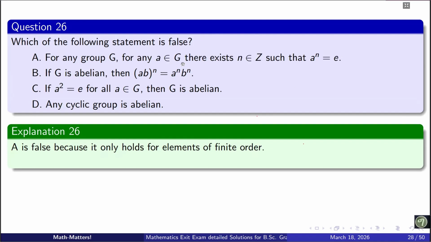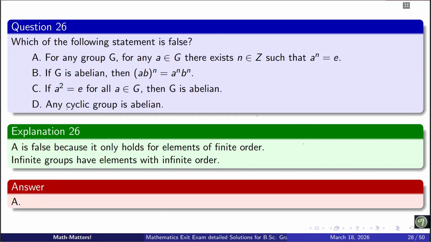That means if the group is of infinite order, then the elements can have infinite order. Therefore, the false statement could be this one. But the rest: if G is an abelian group, then (ab) to the power of n is equal to a to the power of n times b to the power of n, or b to the power of n times a to the power of n. If a squared is equal to e for all a an element of G, then G is an abelian group, of course, and any cyclic group is abelian. So the answer is A.